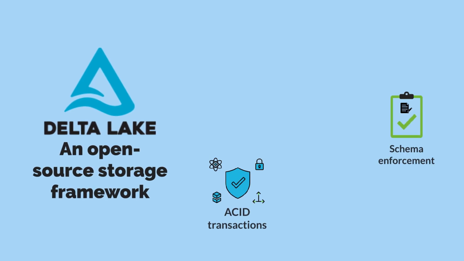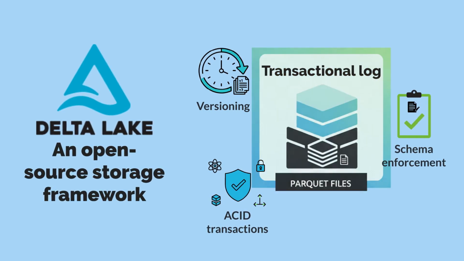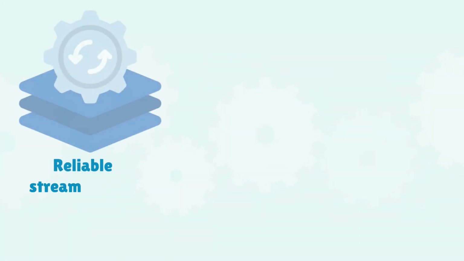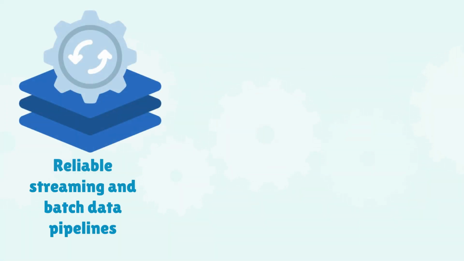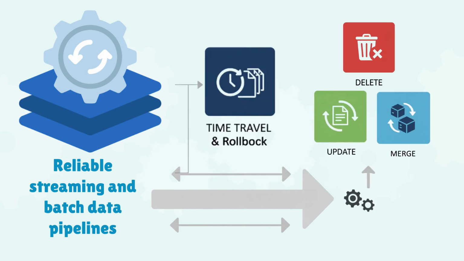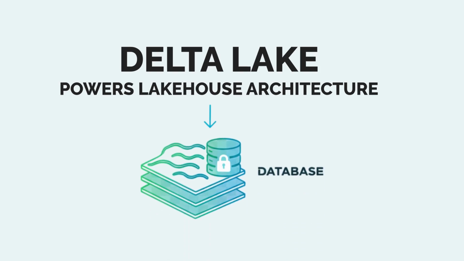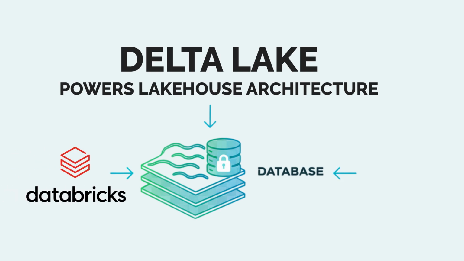Delta Lake. Delta Lake is an open-source storage framework that adds ACID transactions, schema enforcement, and versioning to data lakes by layering a transactional log over Parquet files. It enables reliable streaming and batch data pipelines, supports merge, update, delete, and makes features like time travel and rollback possible. Delta Lake powers lakehouse architectures by combining the flexibility of data lakes with the consistency of databases. It's widely used in Databricks and is natively integrated into Microsoft Fabric's OneLake.